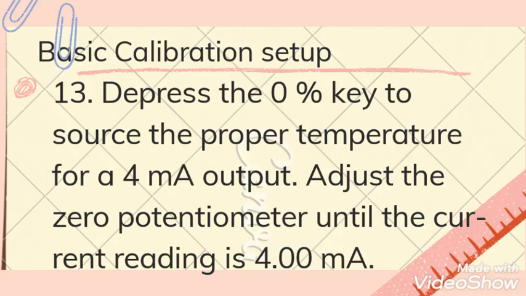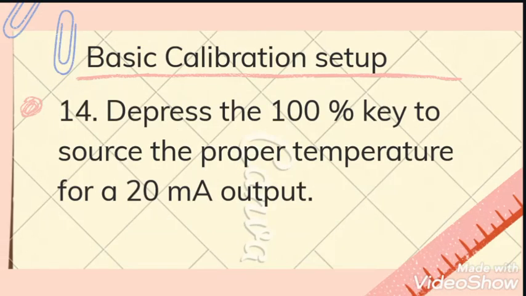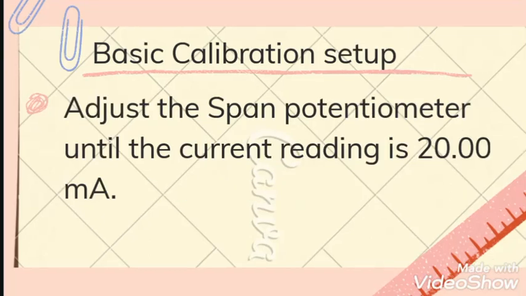Depress the 0 key to source the proper temperature for a 4 milliamps output. Adjust the 0 potentiometer on the transmitter until the current reading is 4 milliamps. Then press the 100 key, which is marked as 100%, to source the proper temperature for a 20 milliamps output, and we will note down the 20 milliamps. If it is not 20 milliamps, then we will adjust the span potentiometer of the transmitter until the current reading is 20 milliamps.